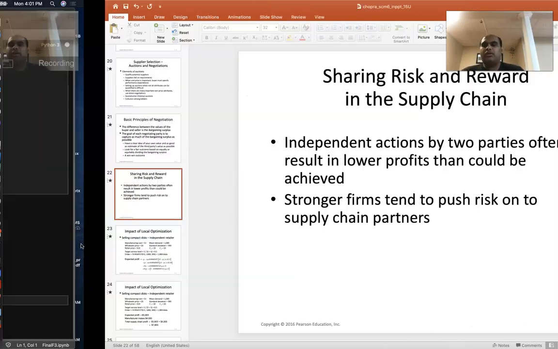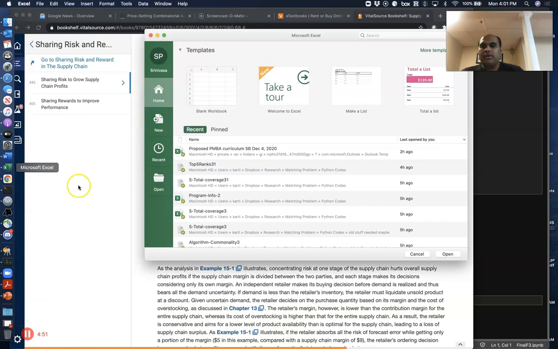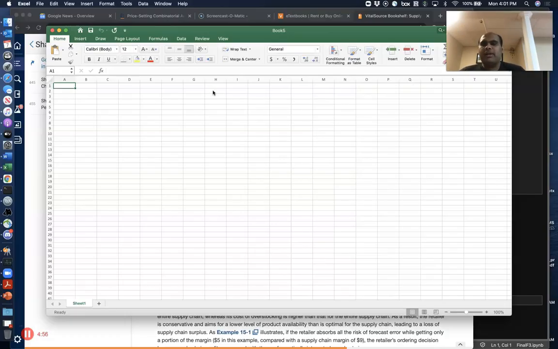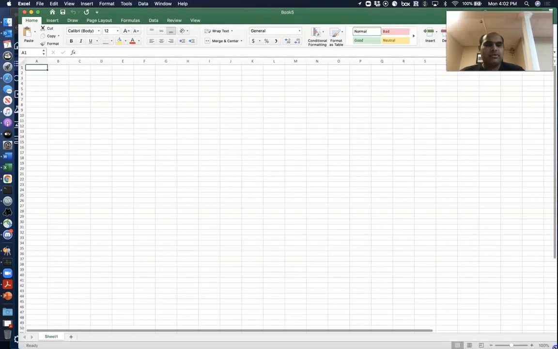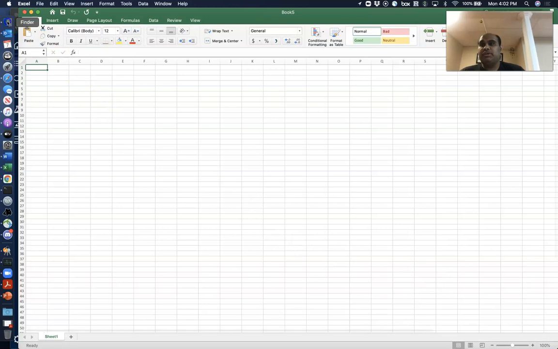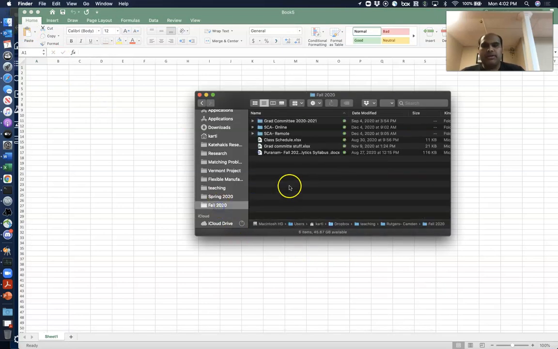So let's look at how this is done. I'm going to open up a new file, a brand new file, but I'm going to copy some of the formulas that we wrote last time. Like I said, there's absolutely no reason why I should be rewriting these formulas again and again.